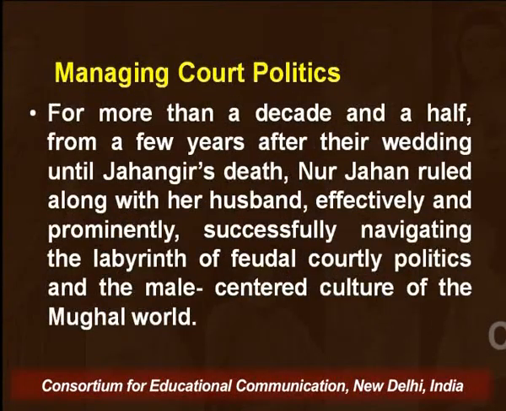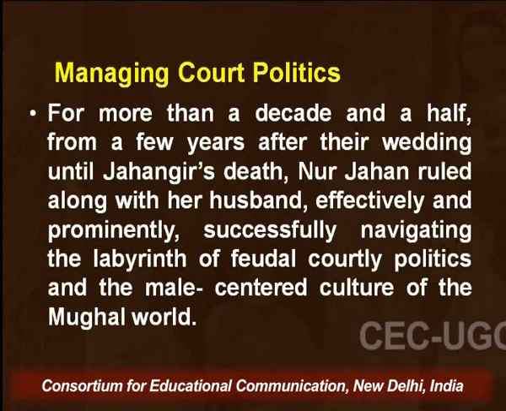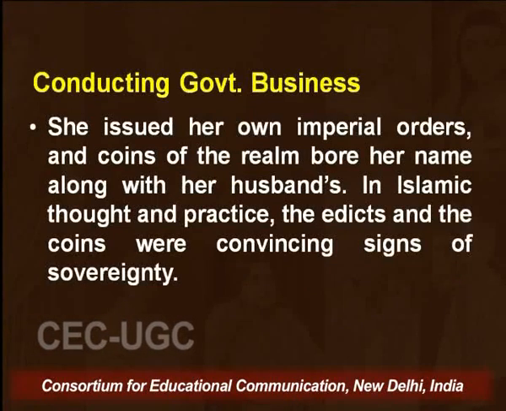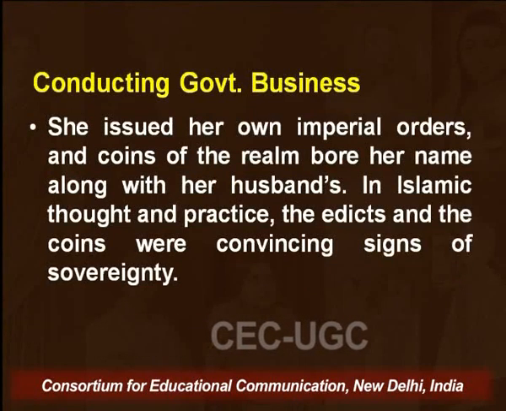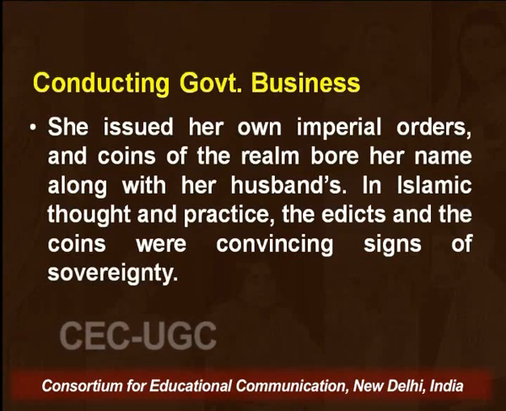For more than a decade and a half, from a few years after their wedding until Jahangir's death, Nur Jahan ruled along with her husband effectively, prominently, successfully, and she was also managing feudal courtly politics as well as the male-centered culture of the Mughal political world. While she was conducting government business, she issued her own imperial orders, and coins of the realm bore her name along with her husband's.